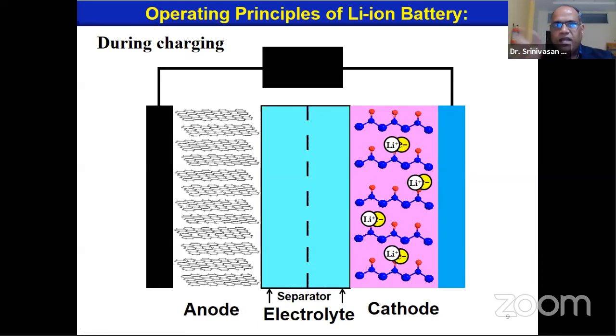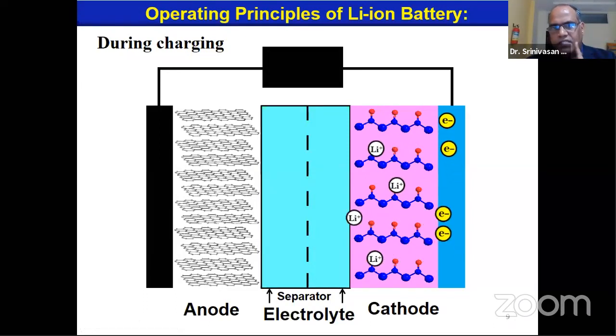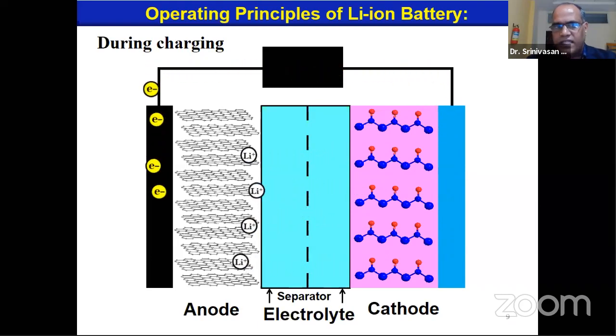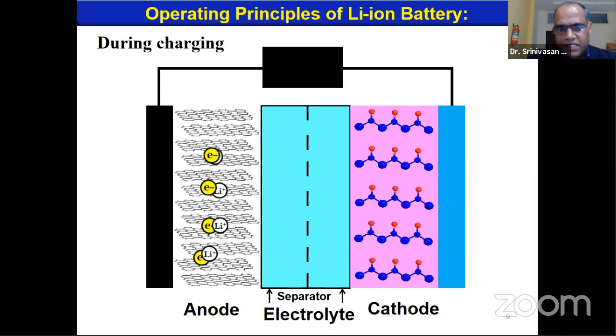So when you connect your plug into the power system, what happens? The cathode is usually a lithium-based compound. When you are charging, oxidation occurs at the positive electrode. So it generates lithium ions and electrons. The lithium comes through the separator and intercalates into the anode, whereas the electron goes to the external circuit and charges your system.